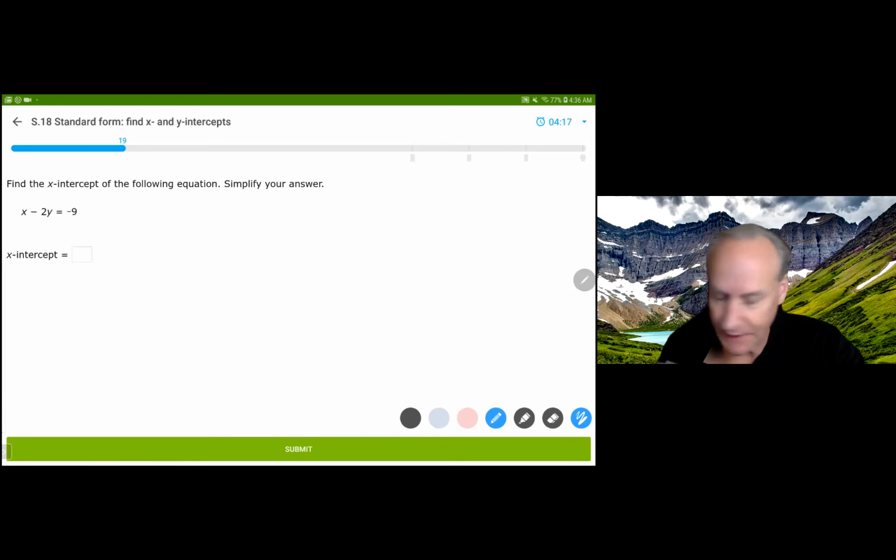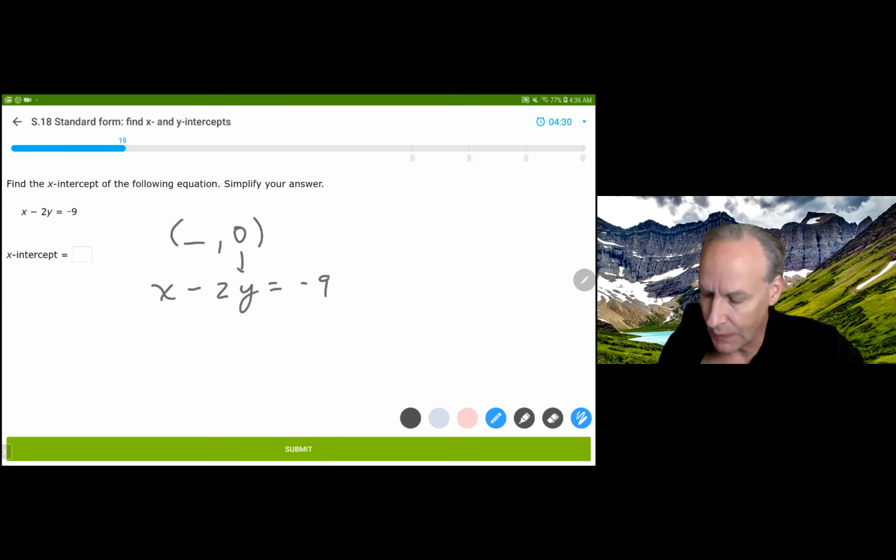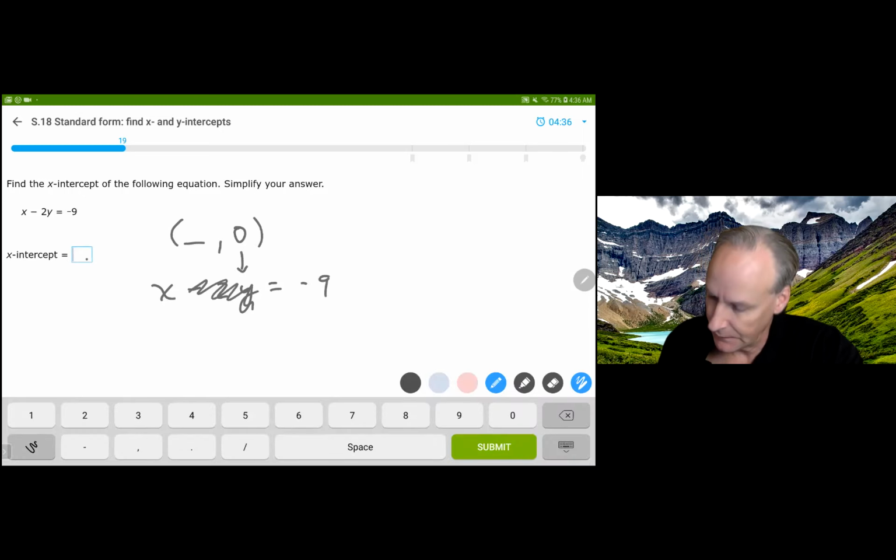This time we want the x-intercept. So this time we want the x value when y is equal to 0. Again, I have x minus 2y equals negative 9, and I'm going to let y equal 0, so this is going to just be 0, and x equals negative 9. And the x-intercept is actually this point here.